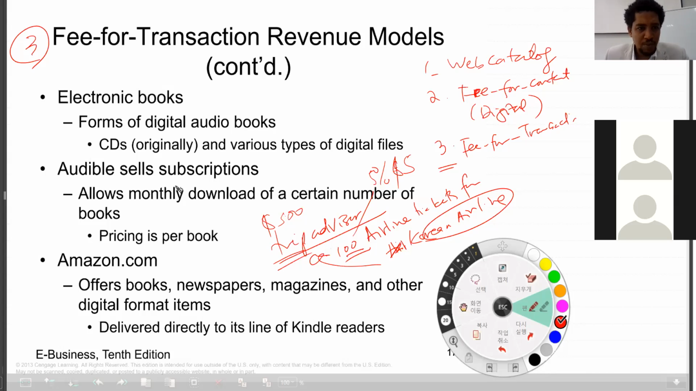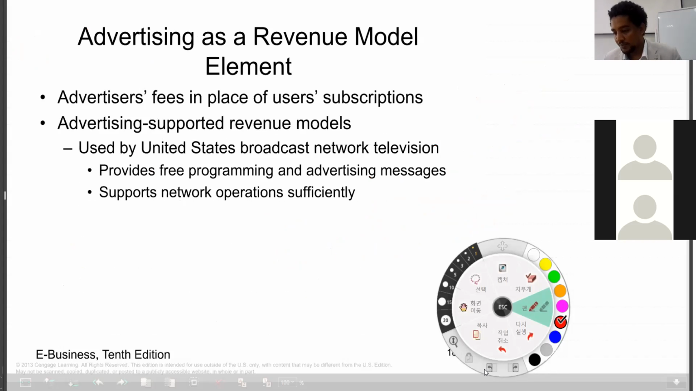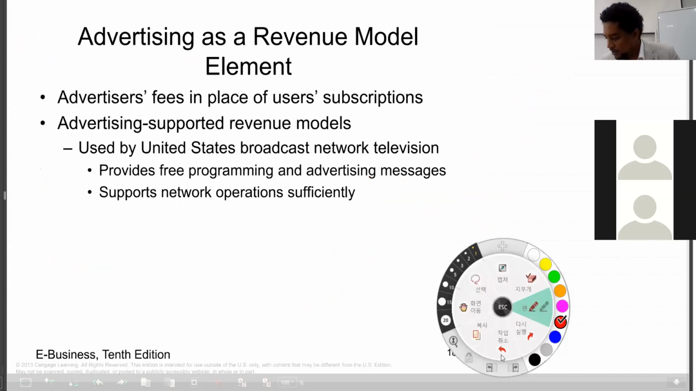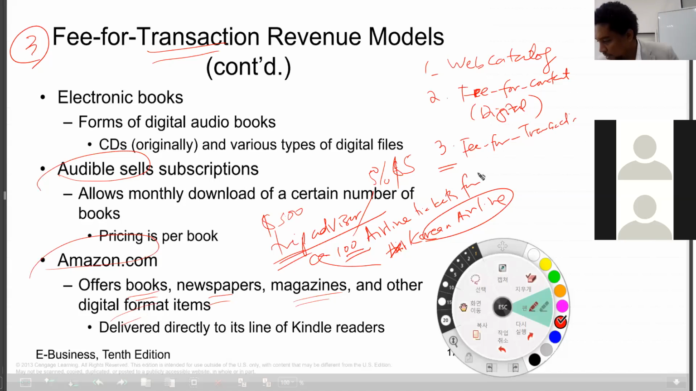So also electronic books, they are forms of digital audio books. So CDs originally and various types of digital files, you can charge them per transaction. Audible sells subscriptions, and Amazon.com also offers books, newspapers, magazines delivered directly to online readers. So that is fee for transaction, right? And the fourth one, advertising as a revenue model, okay?